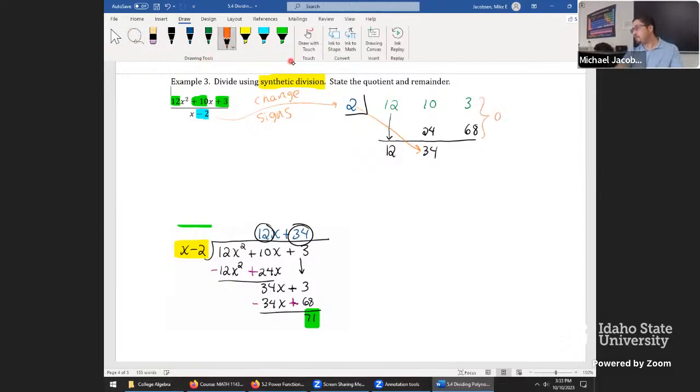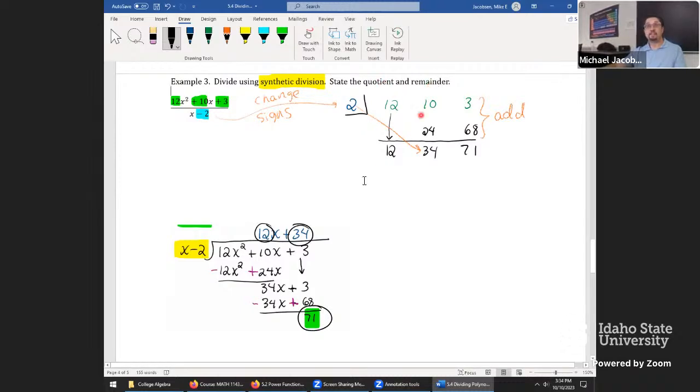And now in the new column, we just add them together just like before. We pick up a value of 71. That 71 is the remainder. So we're pretty much done. We just have to state quotient and remainder to finalize the problem.